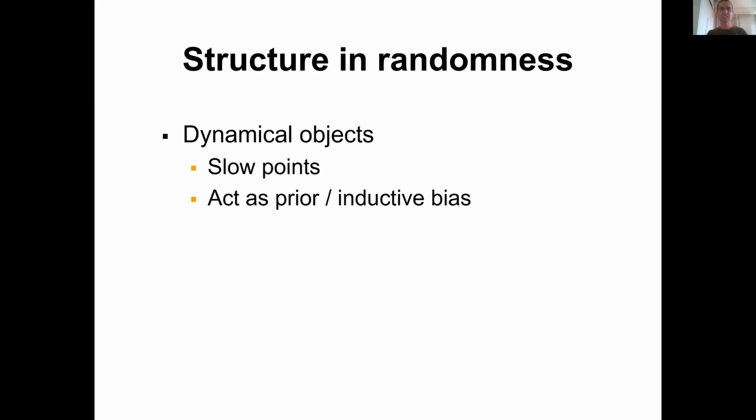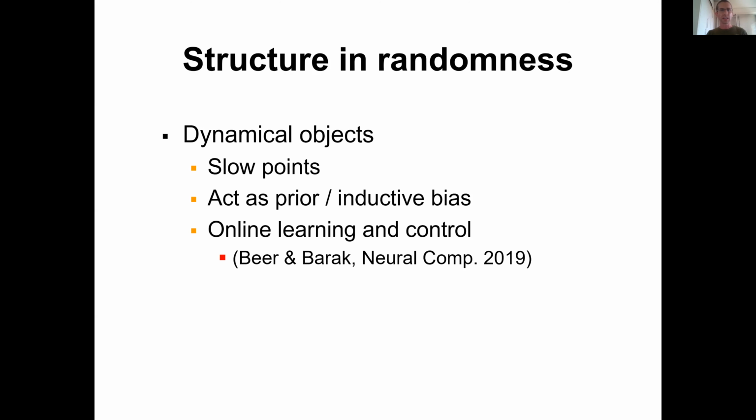So a few structures in this randomness that we can already identify are that the dynamical objects are slow points and not fixed points, approximate, not exact. They act as a prior, or they provide inductive bias for the learning process. And this can also be thought of in the context of online learning and control. There's a recent paper that explores this interplay between learning and dynamics leads to quite interesting things.